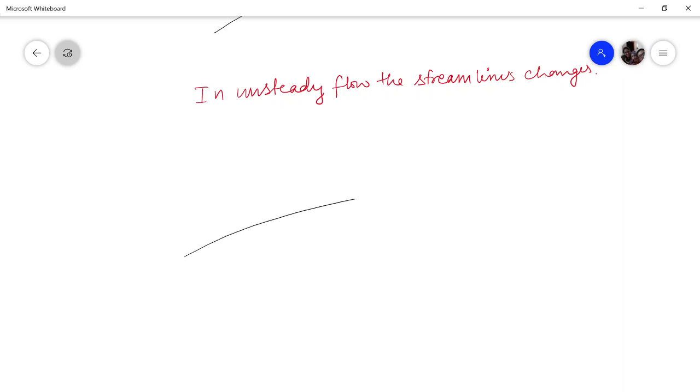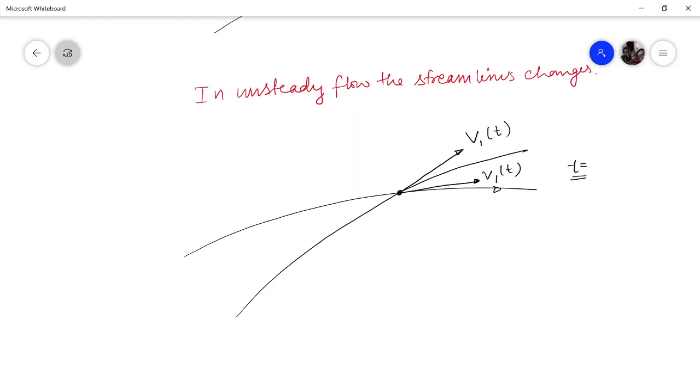Remember that two streamlines, if this is one streamline and this is another streamline drawn at any instant, can never intersect. It's not possible for streamlines to intersect at any instant. So if this is time t, and this is the point of interest, then with respect to this streamline, this is the tangent, this is the velocity vector. And with respect to this streamline, this is the velocity vector, and these are drawn at time t. So at this particular point you are having two velocity vectors, which is impractical, illogical. Hence, this is not possible. So two streamlines can never ever intersect.